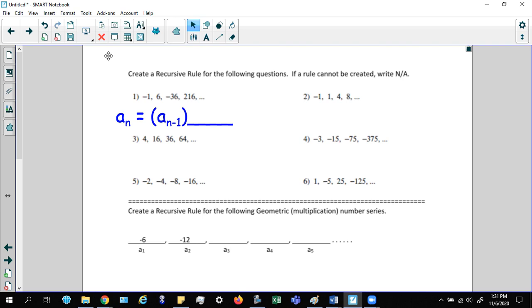So notice that you're at -1, now you're at 6, now you're at -36, now you're at +216. Notice what you're doing is that you are multiplying by 6, but it's going negative, positive, negative, positive. So that means not only are you multiplying it by 6, but you're actually multiplying it by -6. So you're going to times by -6.